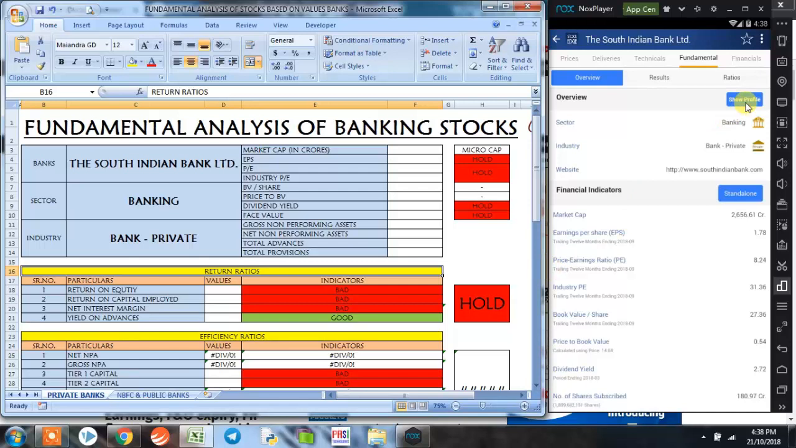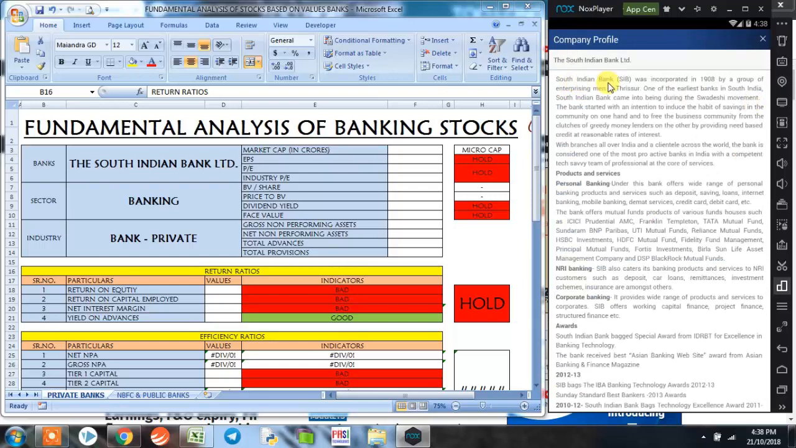Now let's understand about the bank. So we click on the Show Profile tab. We could see here that the South Indian Bank was incorporated in 1908 by a group of enterprising men at Thrissur. The products and services involve personal banking, NRI banking, corporate banking. They have branches all over India and a clientele across the world. The bank is considered one of the most proactive banks in India with a competent tech-savvy team of professionals at the core of services. So this was about the bank.